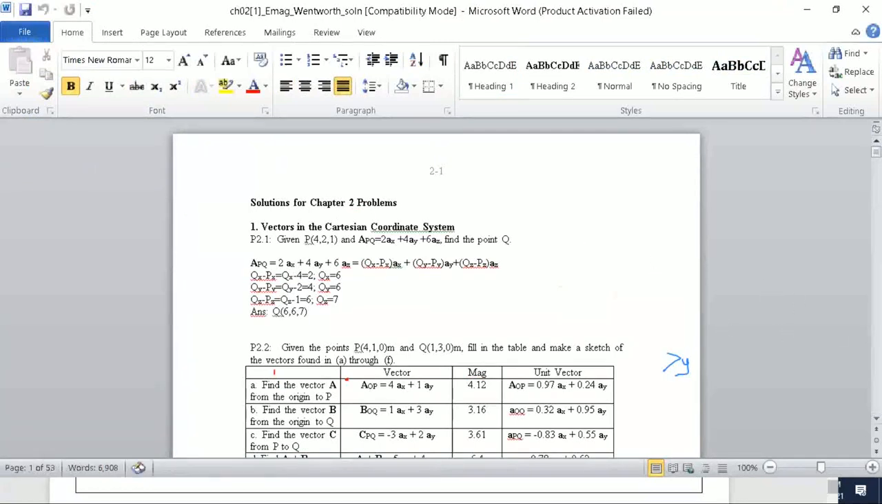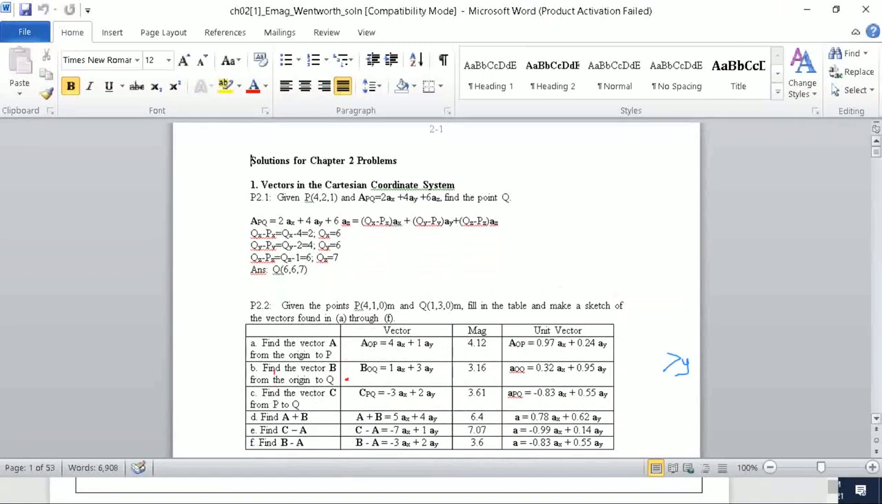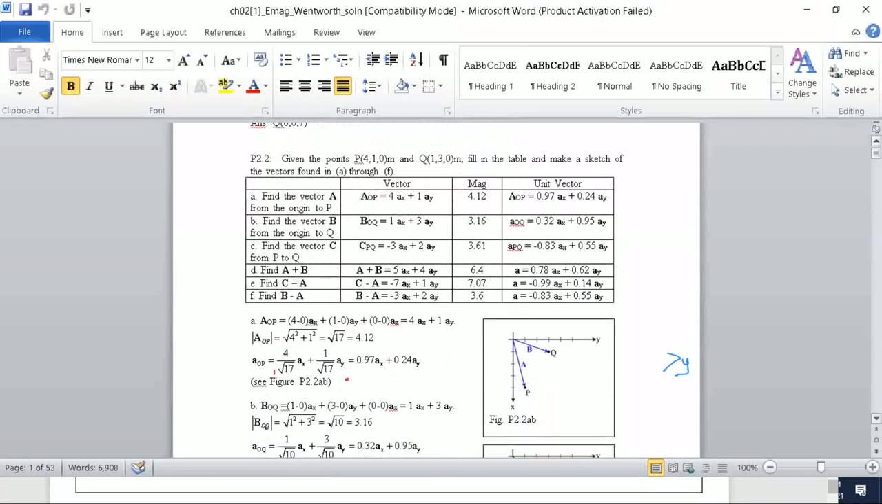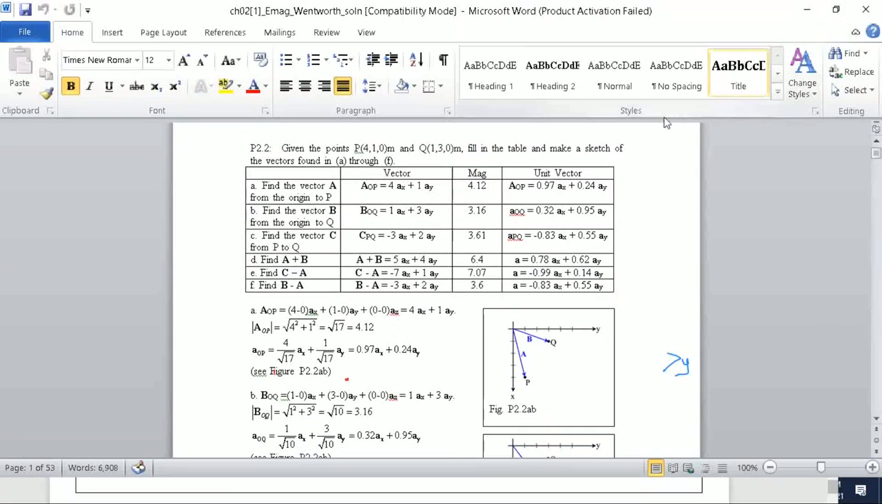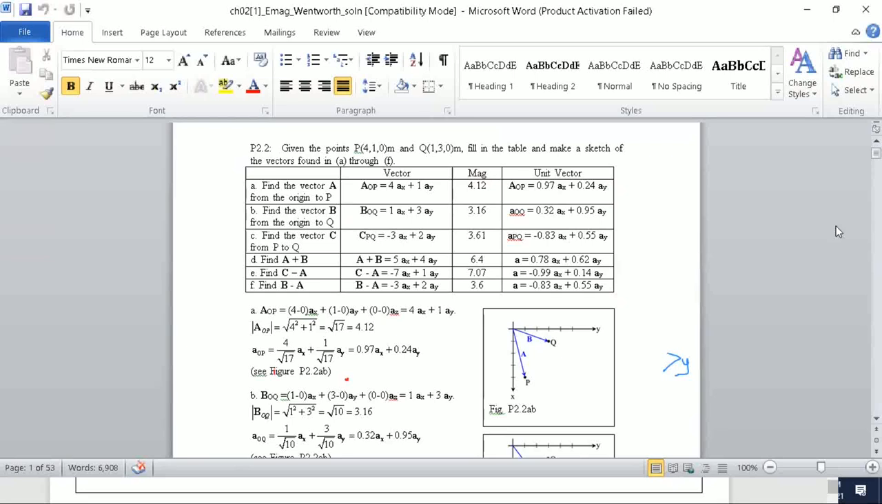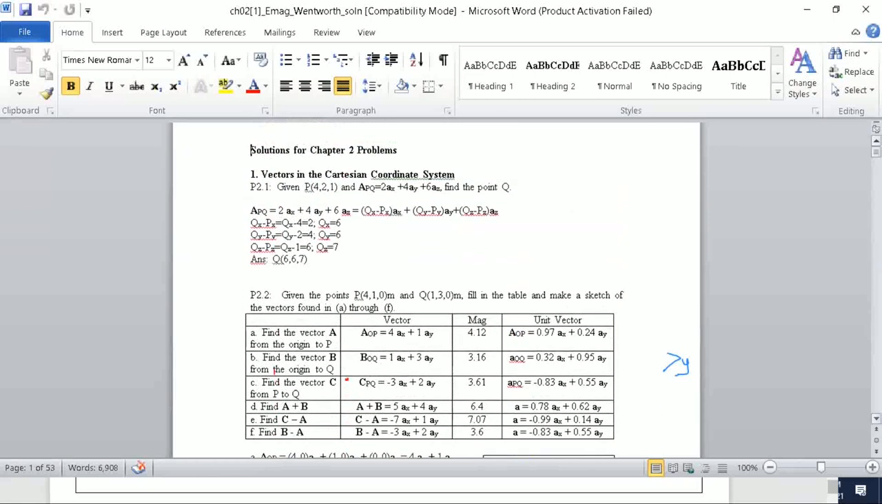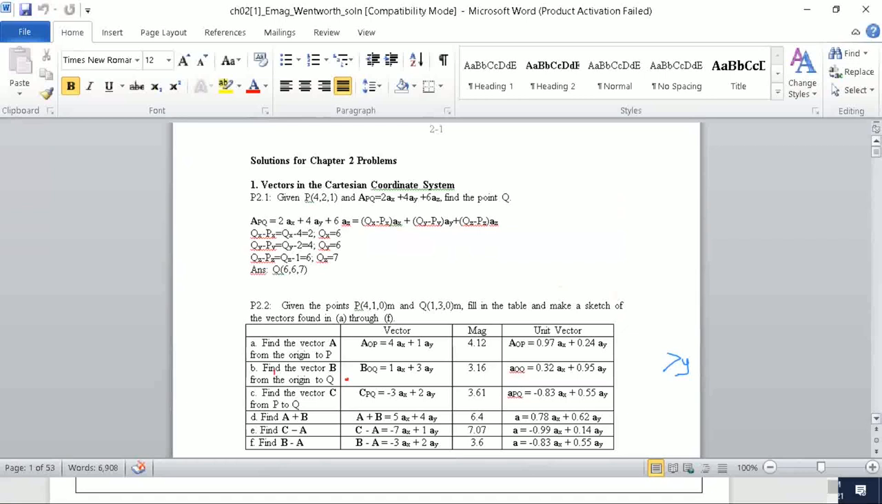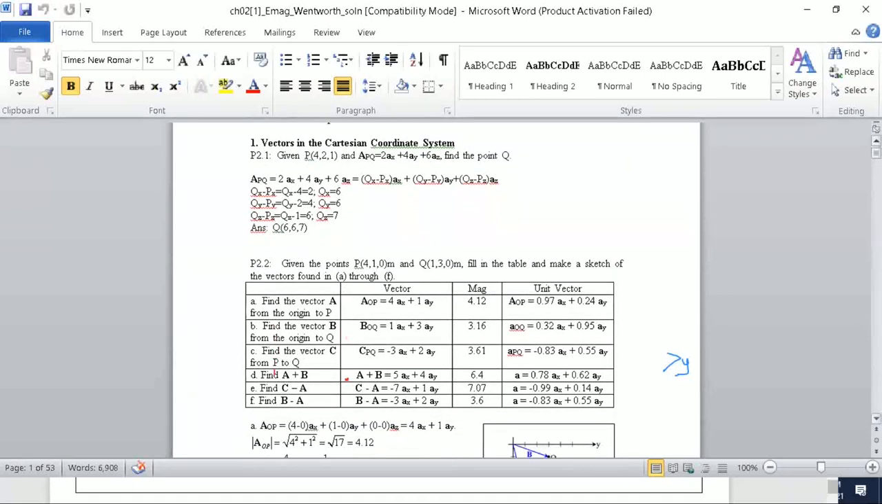I wasn't planning on doing any example today. But let us invest a little bit more time in this vector thing before we move on.